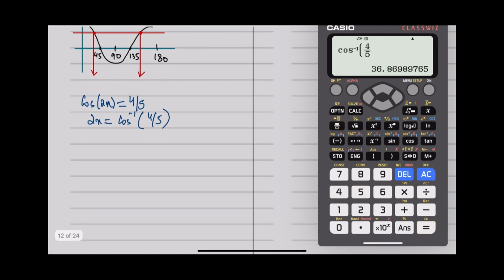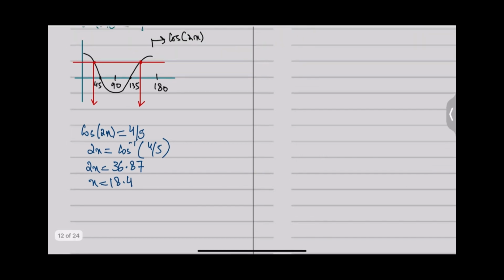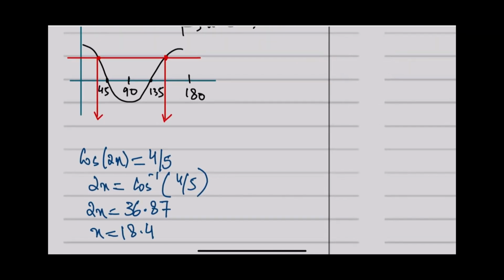That gives me 38, so 2x is 36.87, and you divide that by 2. So it gives you x equals 18.4. Now, please look at this part. Since you know that from 0 degrees, this distance is 18.4.